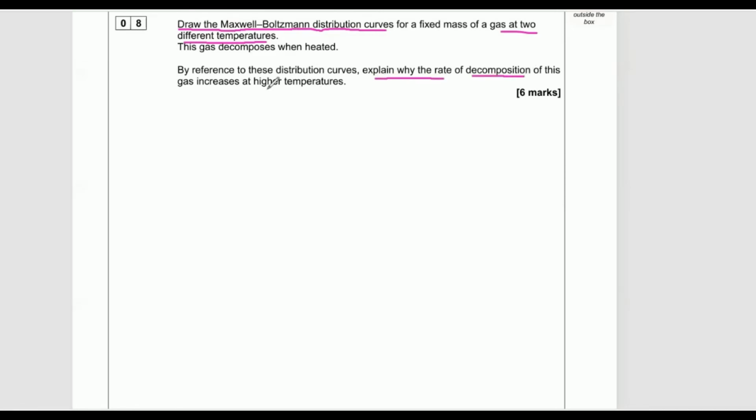And then for the last 2 marks, can you explain why the rate of decomposition of this gas increases at higher temperatures? i.e., why does the rate of reaction increase at higher temperatures? So let's get on and draw this graph.